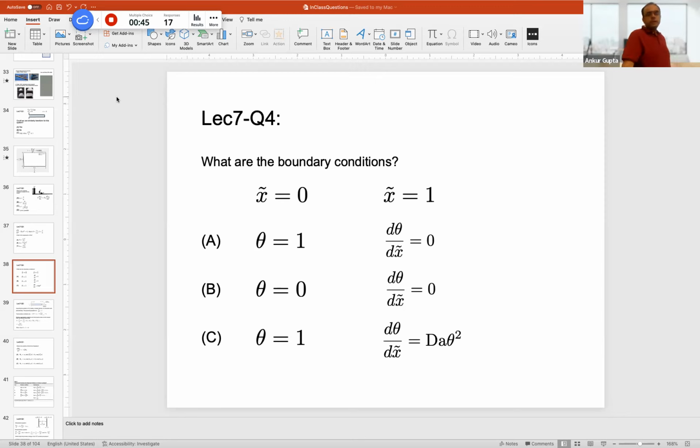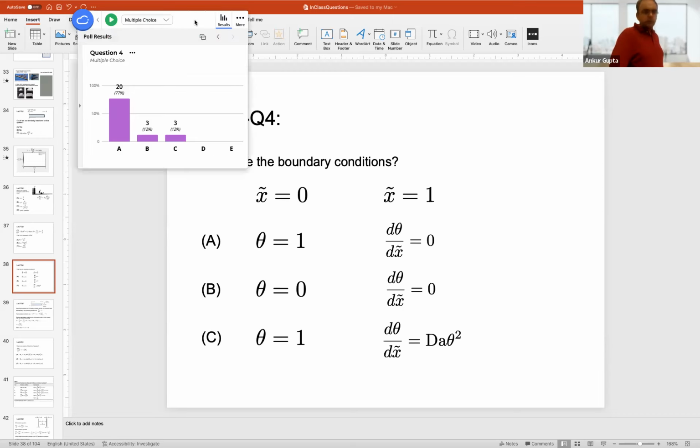All right, last 15 seconds. All right, great. I'm glad you're all participating. Let's take a look at the final poll results. I'll close it now. Most of you did get it right. It is A, because the value is 1 because we have Ca naught, so theta is equal to 1, and then the flux is 0. So this is the value.